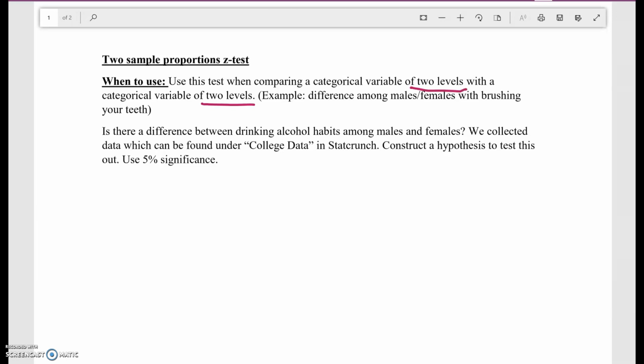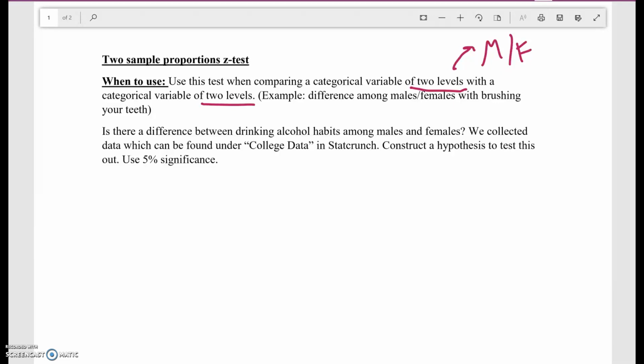So for example, gender has 2 levels, males and females. If you have another option for gender, like other or non-binary or anything like that, then it wouldn't be a categorical variable of 2 levels. Okay, so you have a categorical variable of 2 levels with another categorical variable of 2 levels.